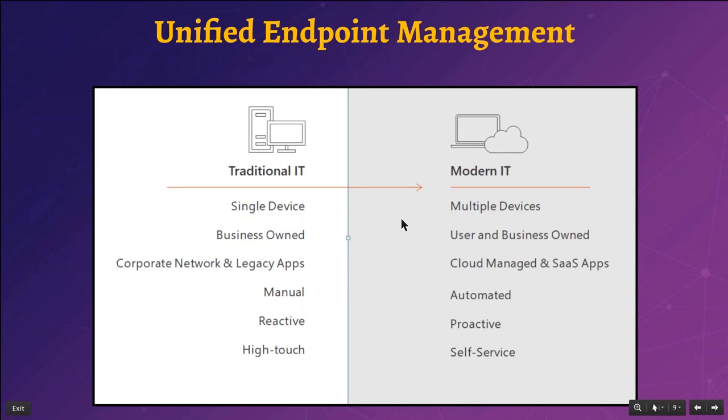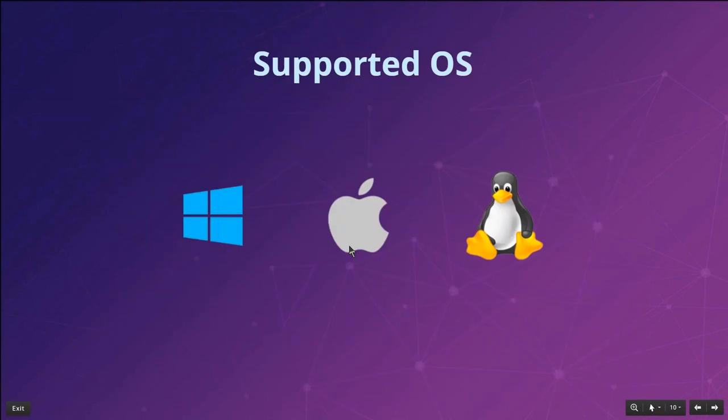In Desktop Central, we support all three operating systems: Windows, Mac, and Linux flavors as well. You can see the list of operating systems that we support in a chart. Let's look at Desktop Central's architecture.